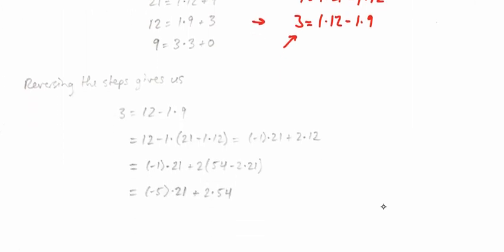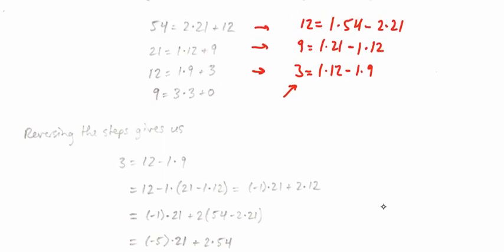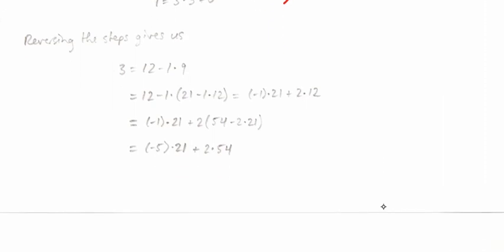So 3 is 1 times the 12 minus 1 times the 9. Substitute in for the 9 like we had here. Right there, that's going in here. Combining like terms, I have -1 21s and plus 2 12s. I'm now substituting in for that 12. That's going to go in right here. And when you multiply things out and combine like terms, you get -5 times 21 plus 2 times 54.